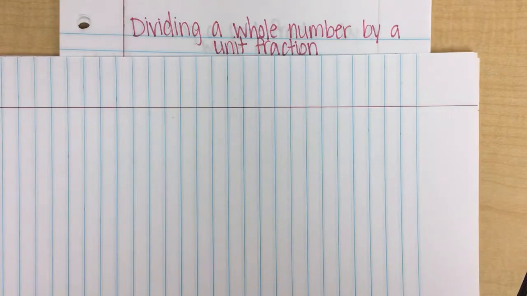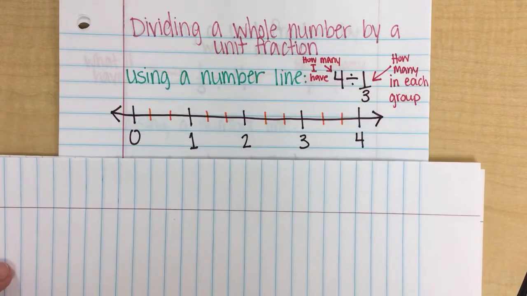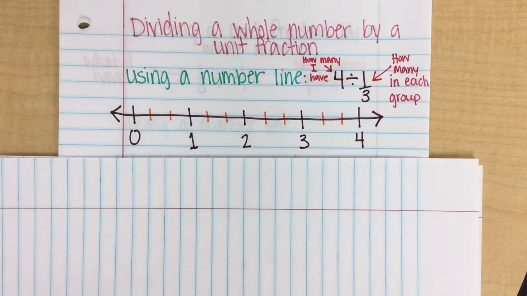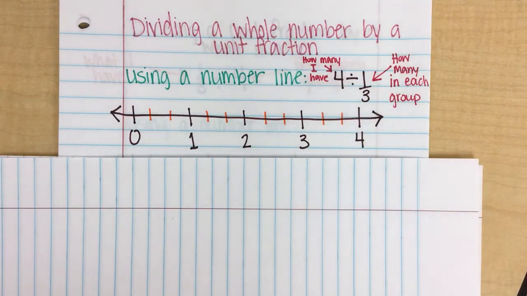So we're going to be talking about 3 different strategies that we can use for both dividing a whole number by a unit fraction and a unit fraction by a whole number. The first strategy is to use a number line. Now the problem I'm going to illustrate today is 4 divided by 1/3. In this, the first number is how many I have, and the 1/3 is how many in each group, or how much in each group.